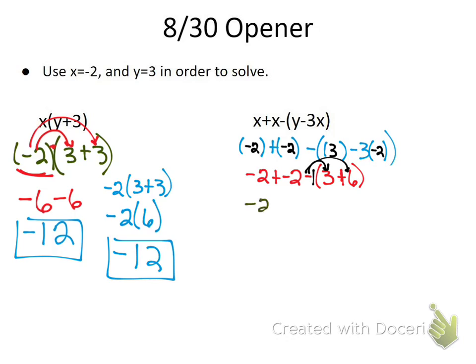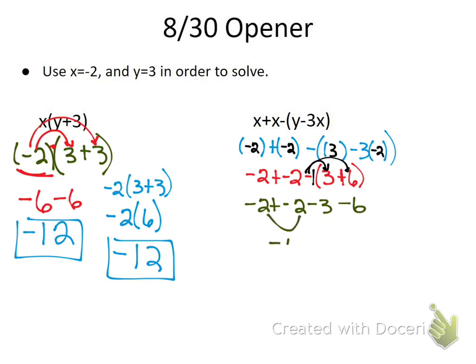So I'm going to bring down my negative 2 plus negative 2. What's negative 1 times 3? Negative 3. And what's negative 1 times 6? Negative 6. Now I just combine like terms. So that's not a t, that's a plus sign, okay? So we have negative 2 plus negative 2. What's that equal? Negative 4.